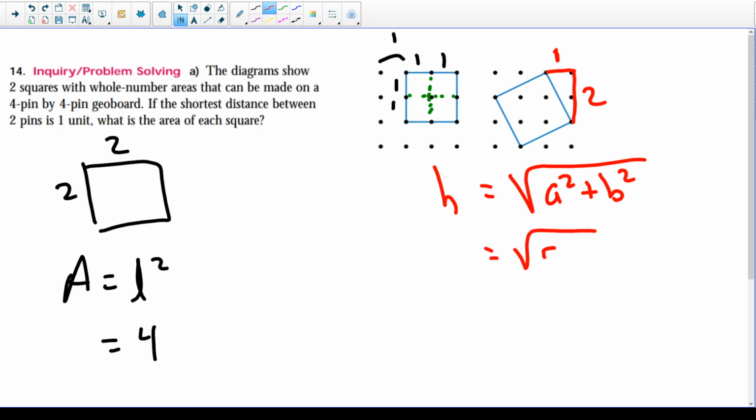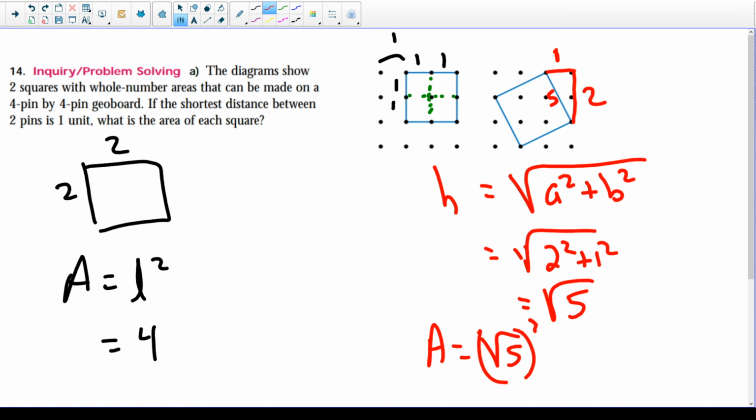So that's just, sorry, I gave a little answer away, that's just 2 squared plus 1 squared. 2 squared is 4, 1 squared is 1. It's the square root of 5. So the hypotenuse here has a length of root 5. And now the area is equal to root 5 squared, which is just 5.